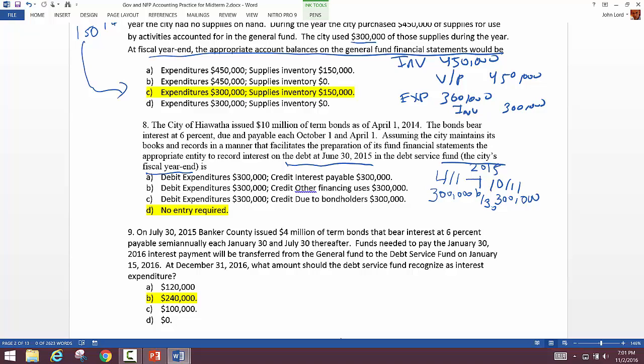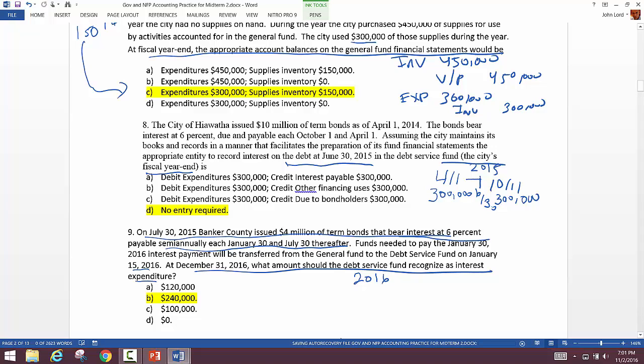Okay. So let's take a look at this one. On July 30th, 2015, Banker County issued $4 million of term bonds that bear interest at 6% semi-annually each January 30th and July 30th thereafter. And they tell us funds needed to pay the January 30th interest payment will be transferred from the general fund to the debt service fund on January 15th, 2016. At December 31st, 2016, what amount should we recognize as debt service fund interest expenditure? So what's going to happen? 2016 we're talking about now, right?